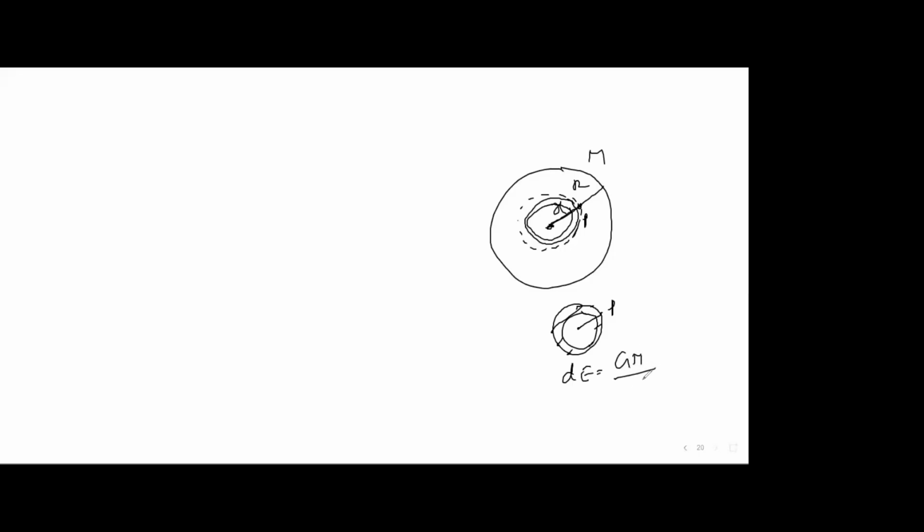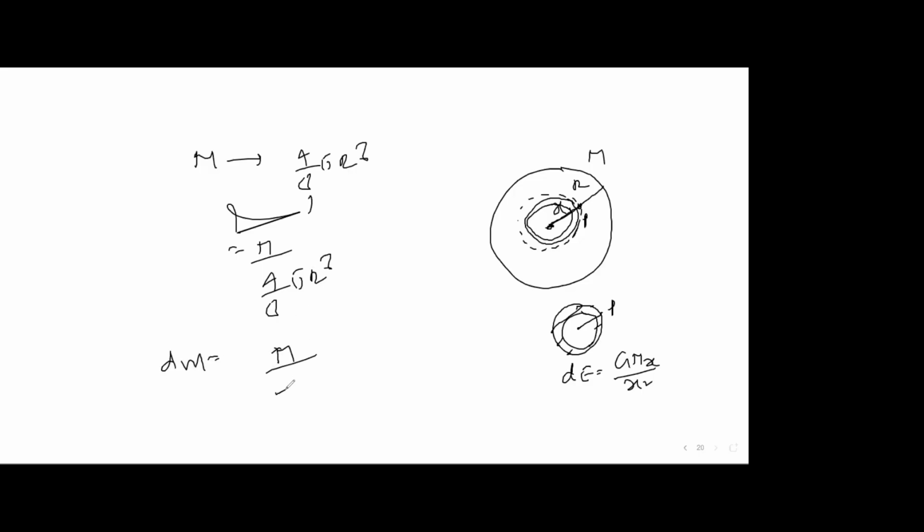R square means how much here? That is x square. This is the mass of the x portion. How do we do it? The entire mass M is in the volume 4 by 3 pi r cube. Per unit volume, how much mass? M by 4 by 3 pi r cube. So dm, the mass, how much? M by 4 by 3 pi r cube into the volume of this element, of radius small r. So this becomes 4 pi.